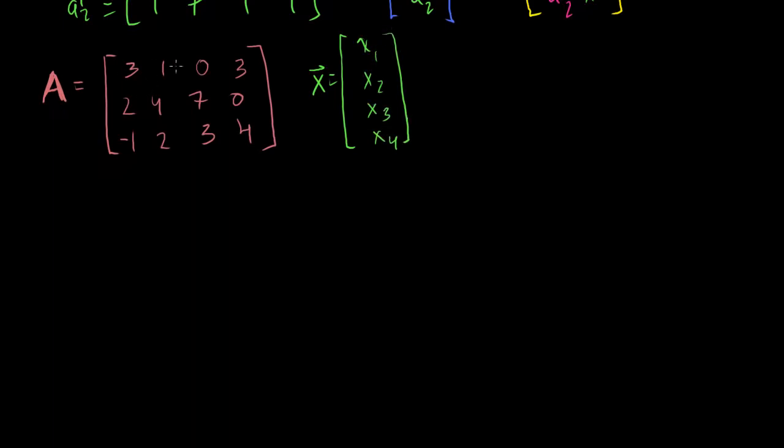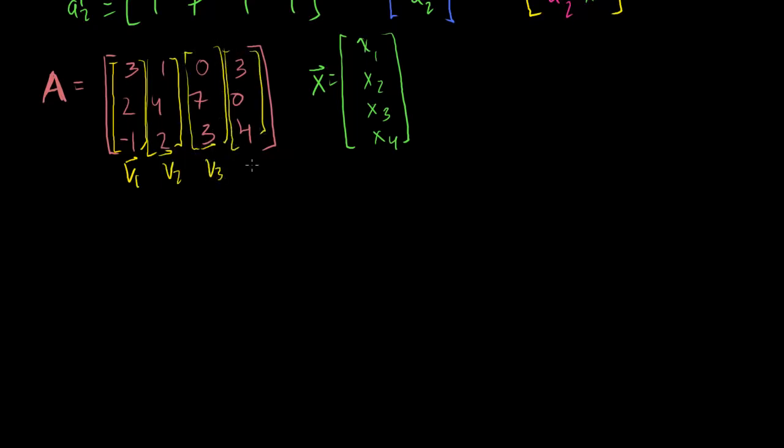Now, instead of viewing these as row vectors, we could view A as a set of column vectors, right? We could call this thing right here vector 1. We call this thing right here vector 2, this vector 3, and this vector 4. Then we could rewrite our matrix A as just a bunch of column vectors: vector 1, vector 2, vector 3, and vector 4.